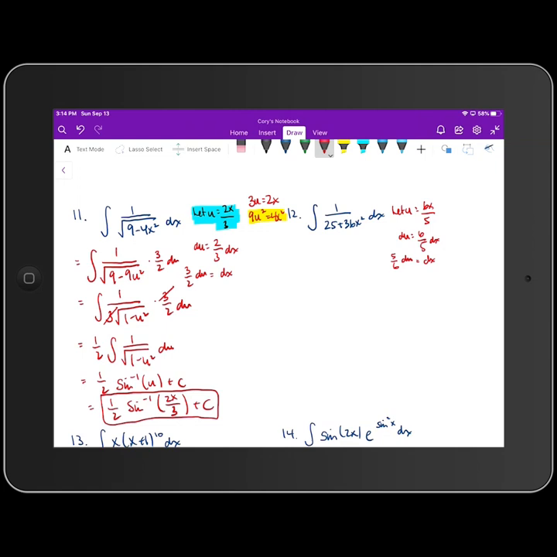Okay, and we want to do just like we did in the previous one. So we're going to take this statement here, and I'm going to multiply both sides by 5. So we get 5u equal to 6x, and then square both sides. So that's going to make 25u squared equal to 36x squared. Okay, so I'm going to go ahead and rewrite the integral now. So that's going to be 1 over 25 plus 36x squared, which is the same thing as 25u squared. And then we're going to replace dx with 5 over 6 du.